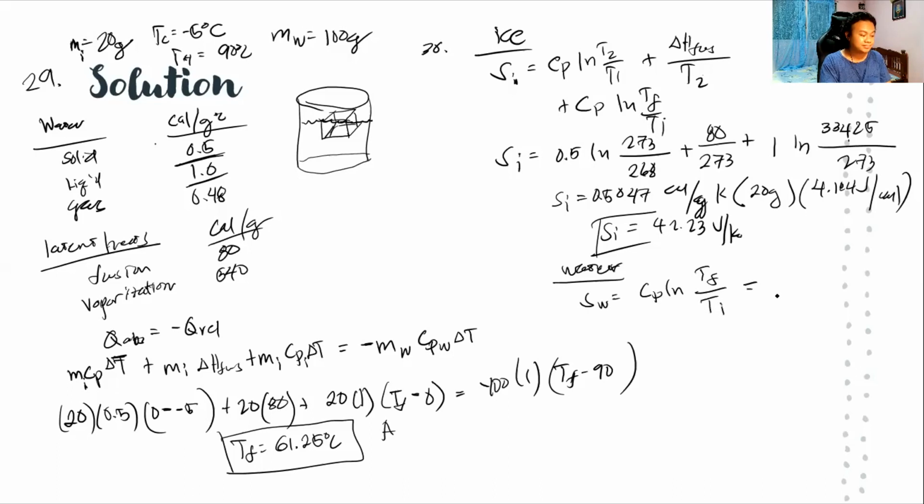So that's 1 times ln. So we have 334.25 here, and then we have 90 plus 273, which is 363 Kelvin. We'll get S_W is equal to negative 0.0825 cal. Same units, cal per gram per Kelvin.